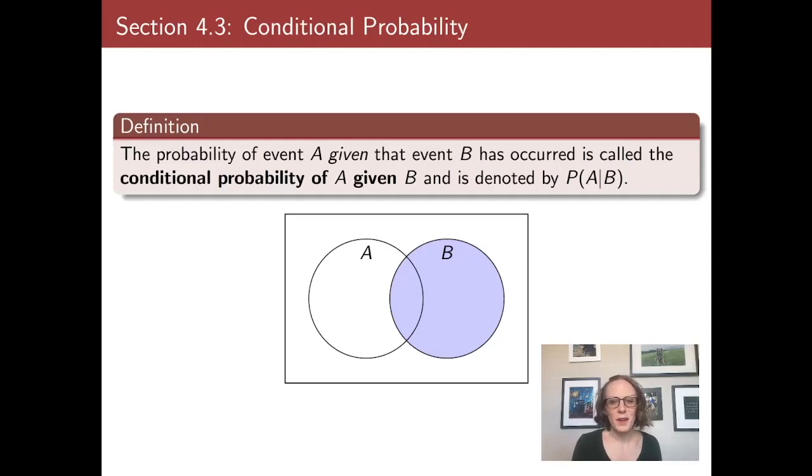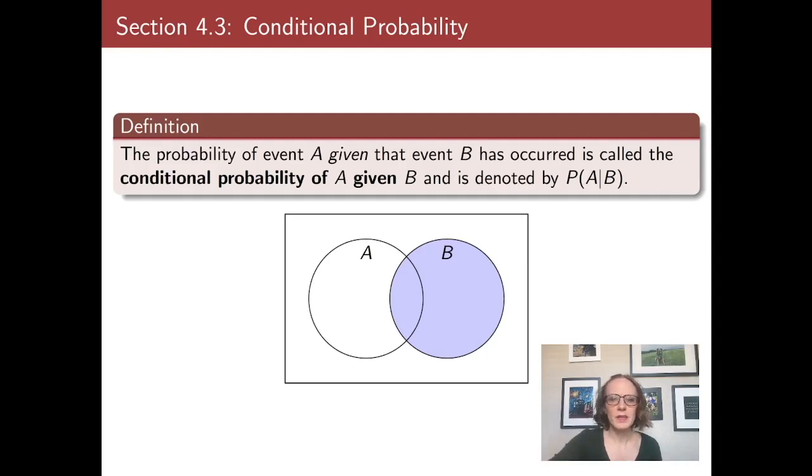A lot of the time when we're finding probabilities, we might have some information about what has happened. So if we know that a certain event has happened, we might be given that information. We know that it's already happened. That's some extra information, and we might want the probability that something else happens.